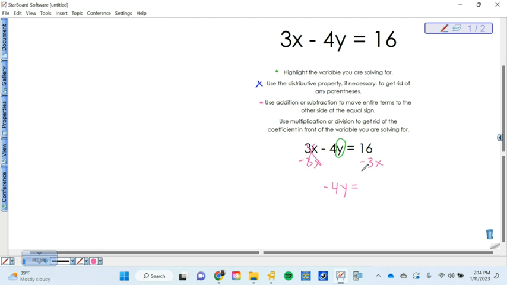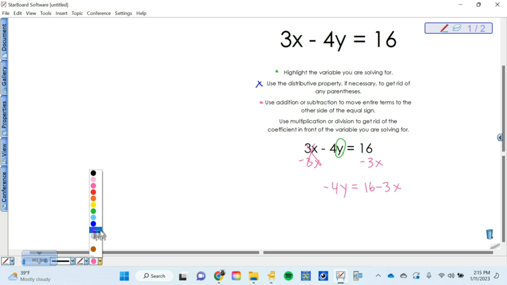16 minus 3x equals 13x? No. I'm still seeing a ton of people do that. Stop doing that. 16 doesn't have an x. 3 has an x. So I cannot combine them together. So it just lives like this. 16 minus 3x.